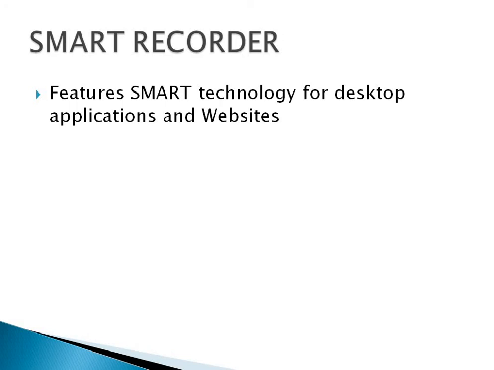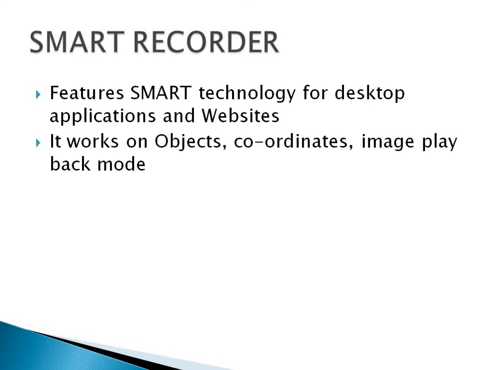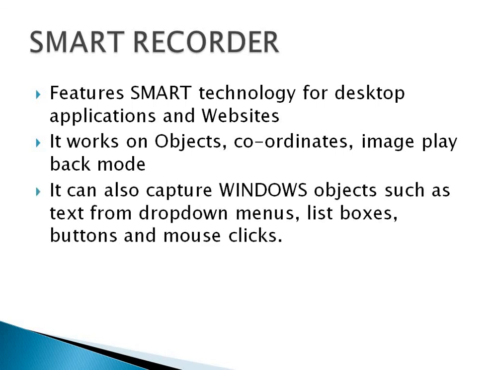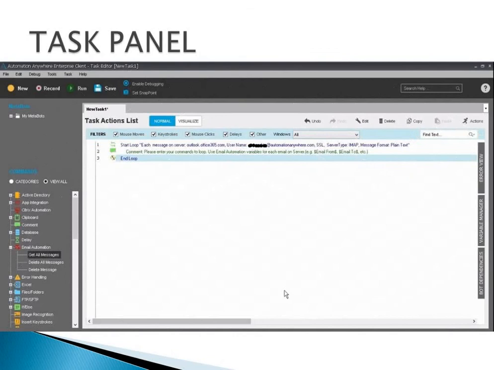Like you can see here, it is a technology for desktop applications as well as the website. It works on objects, coordinates, image playback mode. It can also capture Windows objects such as text from the drop down menus, list boxes, buttons and mouse clicks. And finally the task panel. This is how it looks like. Whatever you do in the recording, this will be saved in the task panel, like here in the commands.